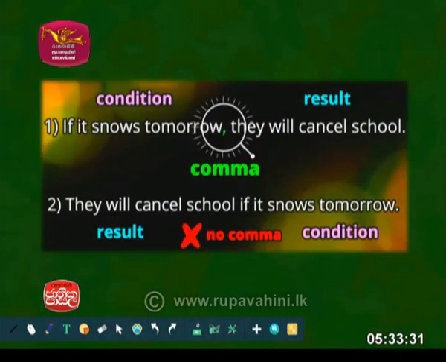Okay. Now, you can see. If you write the main clause at the beginning, you don't need to have a comma there. Right. If it snows tomorrow, they will cancel the school, and the comma is highlighted here. Yes. Okay, let's go to the next slide.